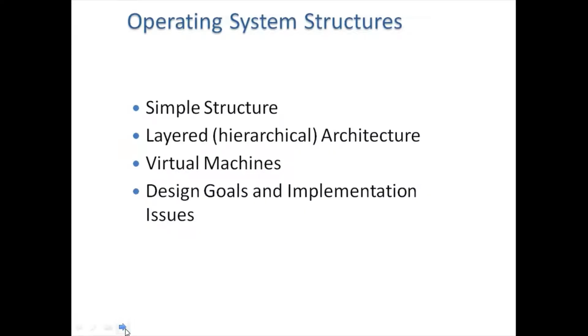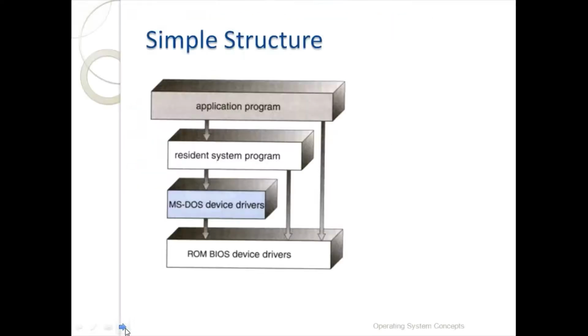Now the operating system structure. Mainly, operating systems have simple structure, layered structure, virtual machines, design goals and implementation issues. So what is simple structure? In a monolithic system, it is possible to have little structure. So it is called simple structure.